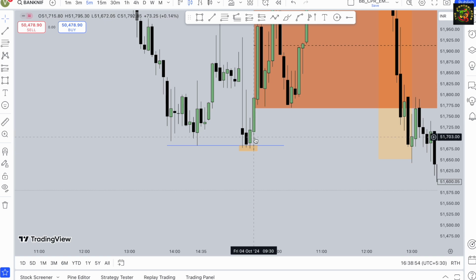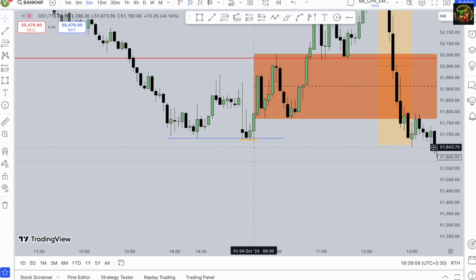And even the fourth candle tries to break below these equal lows over here and then bounces back immediately, right? That gives a confirmation to go long here. This could have been a wonderful trade. So that way this is a bullish candle, not a bearish candle.